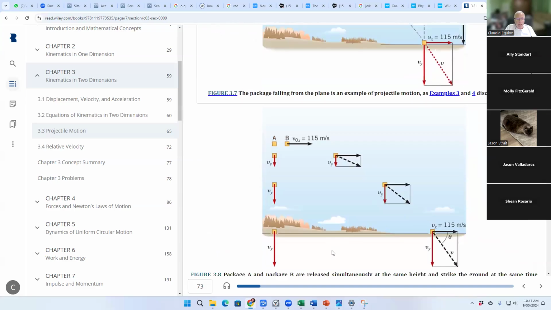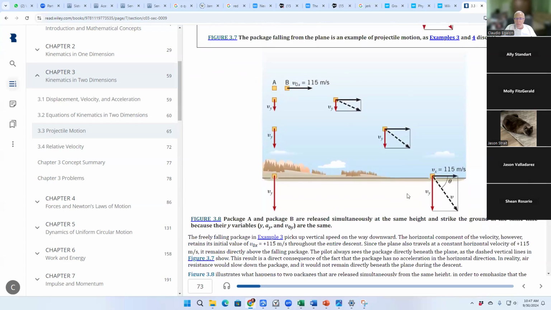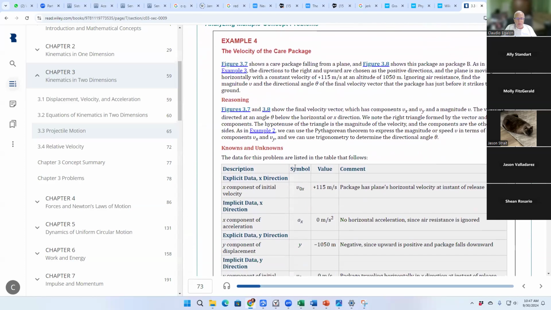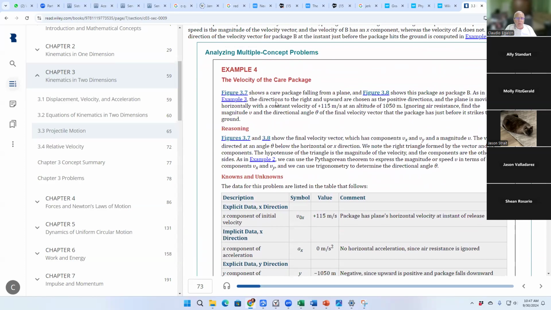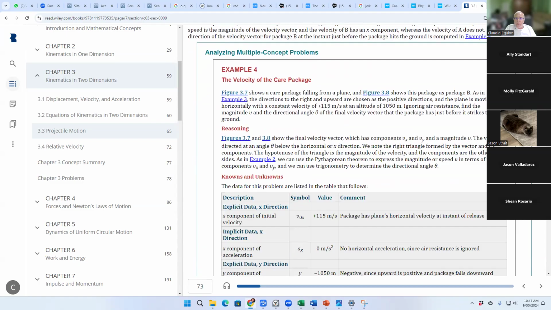Okay, next one here. Let's see. He's providing another part of the solution here: velocity of the package. Example 4.3.8 shows this package as package B. Ignoring air resistance, find the magnitude of the velocity and the direction angle of the final velocity vector. That's what it's asking now.